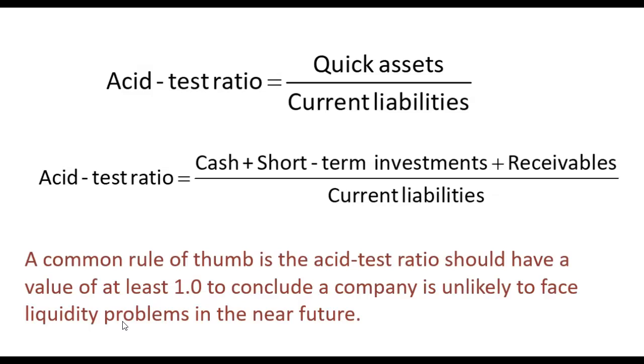Well, Jamison's acid test ratio was 1.1, so it was just barely over the minimum acid test ratio to be unlikely to face liquidity problems. So I think we can conclude that Jamison is safe, that they will be able to face their liquidity problems in the near future, but it's getting awful close to the point where that determination would have to be of concern.